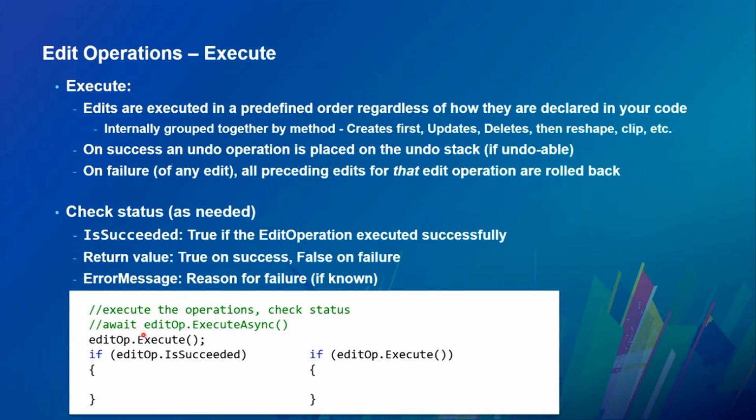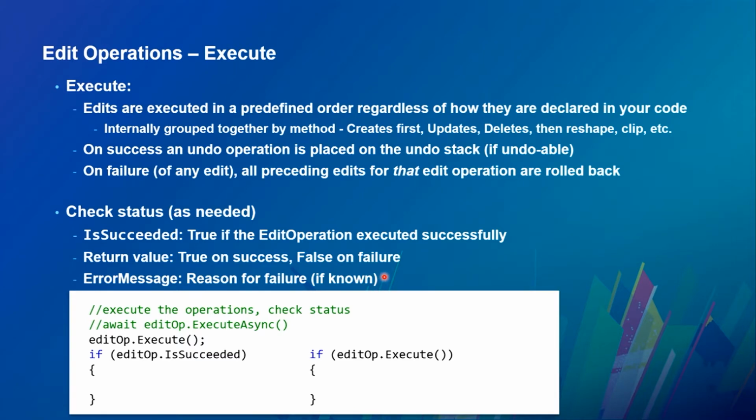EditOperation.Execute returns a Boolean to say whether it succeeded or failed. You can also use another property called EditOperation.IsSucceeded, and that'll say whether all the edits actually passed. And then we can check for that and do whatever further edits are necessary. If an edit fails for some reason, there is also an error message property. This will tell us the reason for the failure if we know.